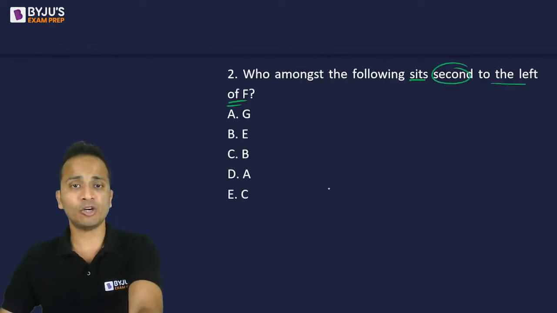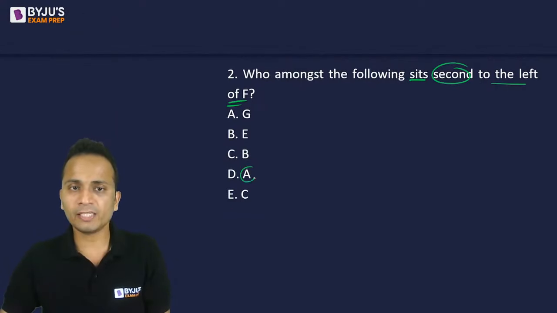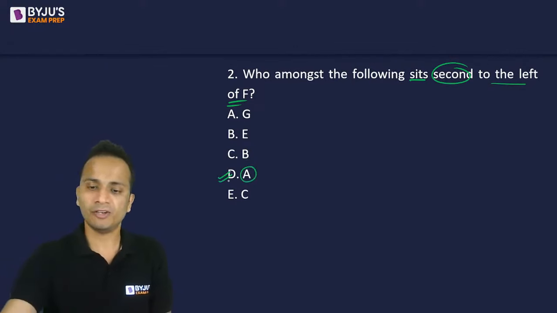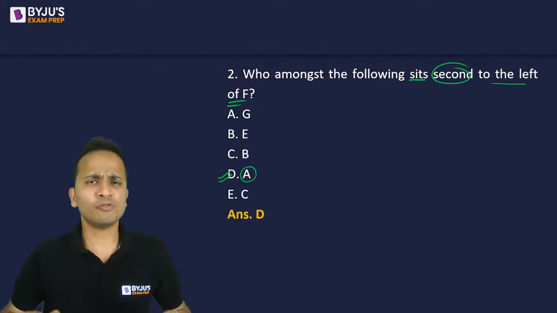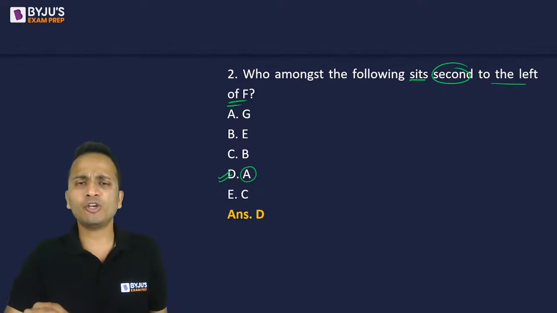Now let's see which option is correct. So A is the person. The correct answer should be option D. Right? And yes, it is the correct answer. Now that we have made the arrangement once, we just have to be a little careful. Every question can be answered in 10 to 15 seconds.